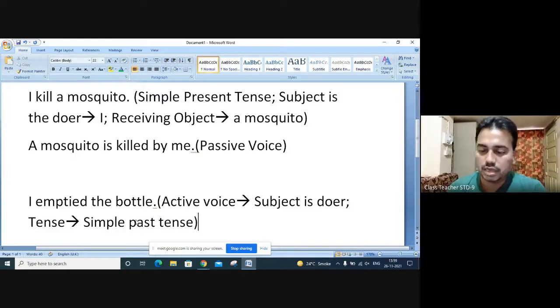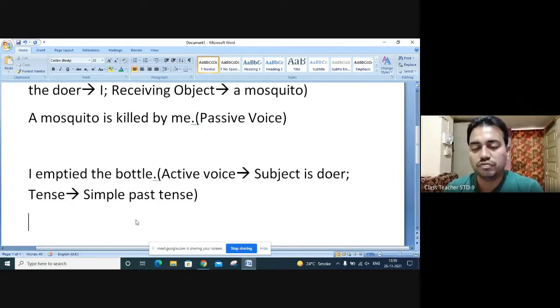Okay. Now, when the sentence is changed from active voice to passive voice, we change the receiving object into the subject of the sentence. What is the receiving object of this active voice sentence? It is the bottle. So we will make it the subject of the passive voice sentence. The bottle. Now, emptied. I emptied the bottle. The tense is simple past tense. So we use a helping verb for simple past tense that will go with the bottle, which is third person singular, that is was. The bottle was.